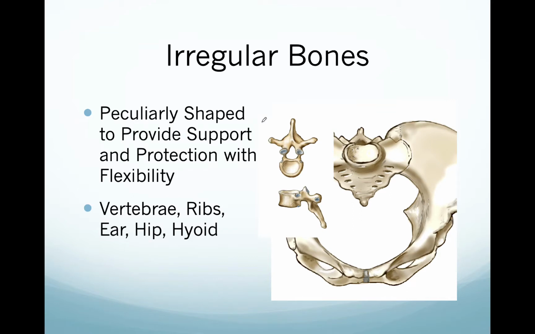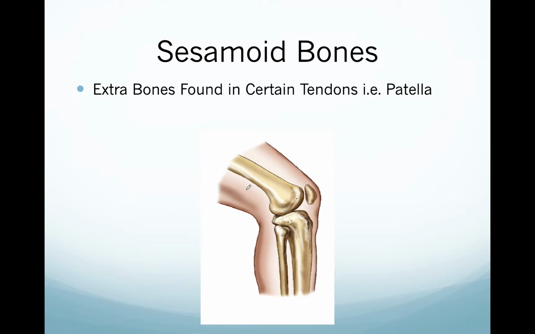Then moving on to irregular bones. These are the weirdly shaped bones like your pelvis or your vertebrae. These also include your ribs, your hyoid, and the tiny bones that are found in your ears. These are mostly for protection and flexibility. And then you've got the sesamoid bones. These are extra bones found in certain regions of your body. The patella is one of those bones. This is called a sesamoid bone.